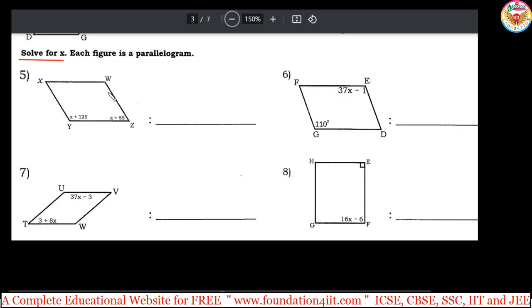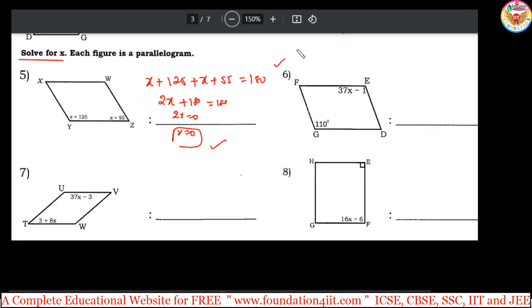These two lines are parallel, like a transversal. The sum of adjacent angles is equal to 180 degrees in a parallelogram. Opposite angles are equal. Opposite is not given, y and z are given here. So x plus 125 plus x plus 55 is equal to 180 degrees. So x plus x, 2x, 125 plus 55, 180 is equal to 180 only. That means 2x is equal to 0, x is equal to 0 in this. It may come. So x is 0 in this, right?